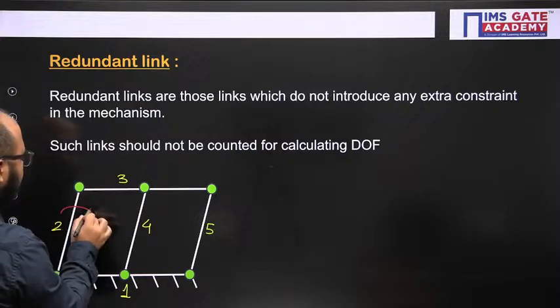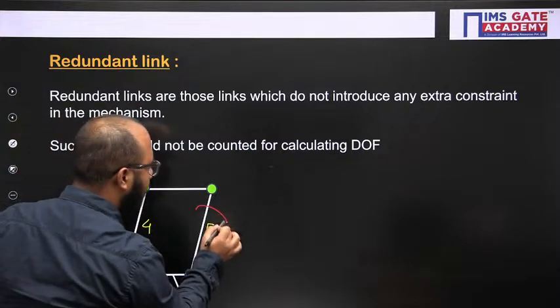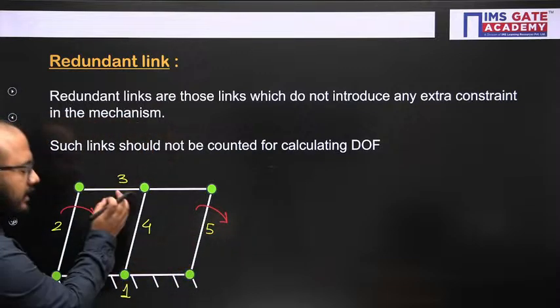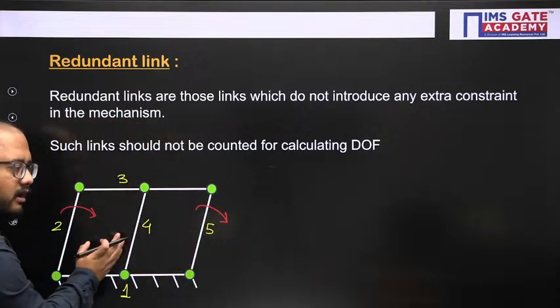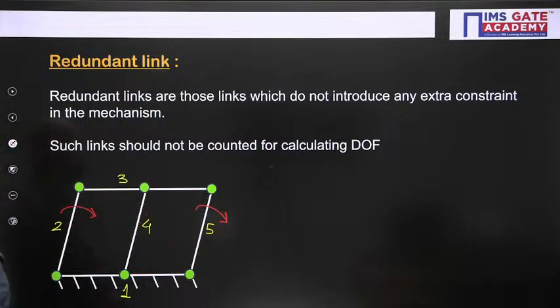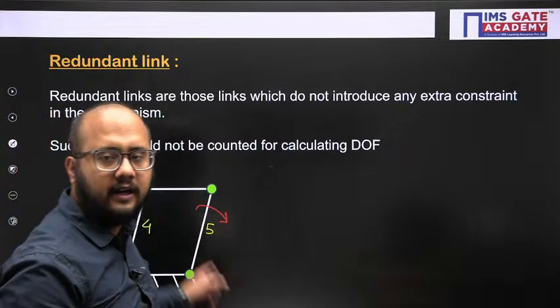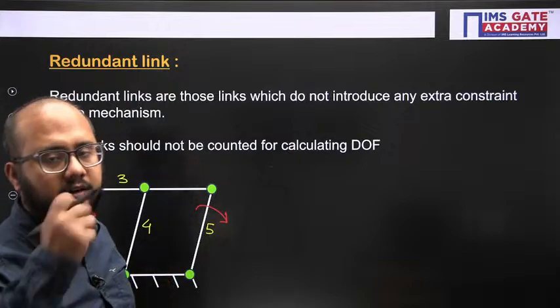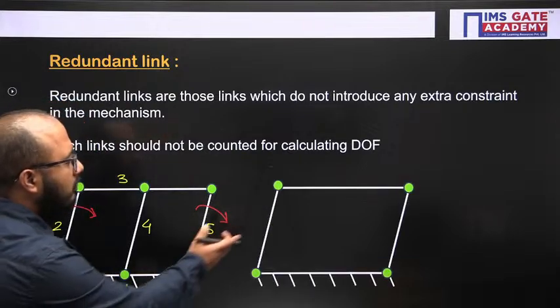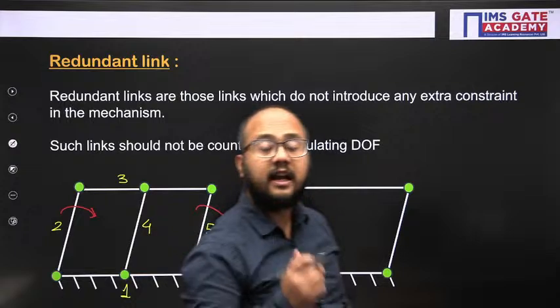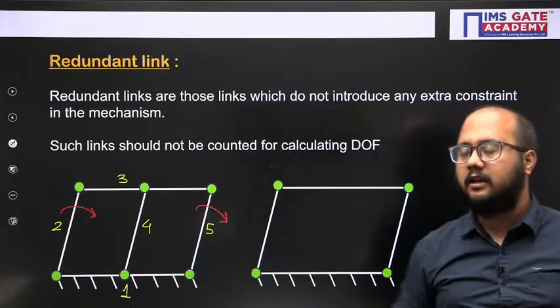Let's suppose this is the input motion I have given. This will be the output motion. Whether link 4 is there in the system or not, it will behave like this only. That's why link 4 in this particular mechanism is a redundant link. So what will we do? We will remove it while calculating the degree of freedom. We will not consider it.